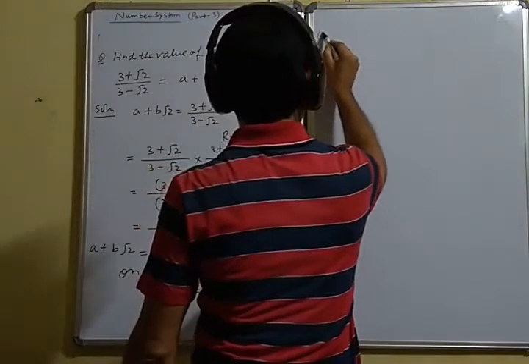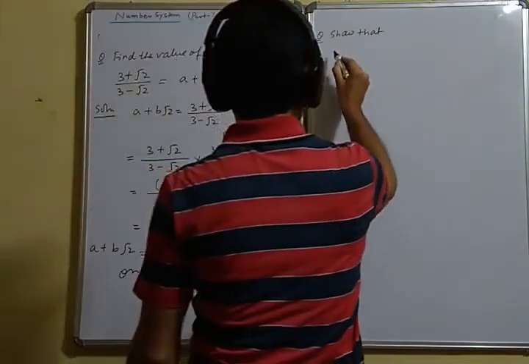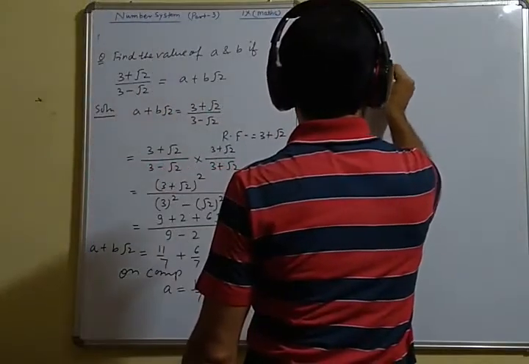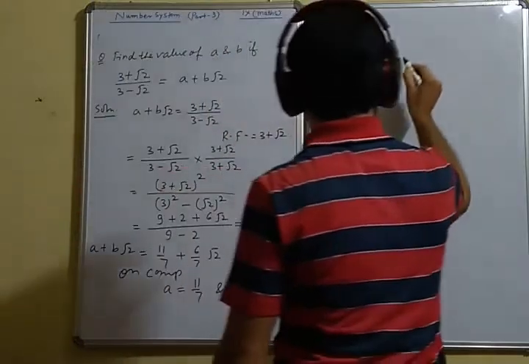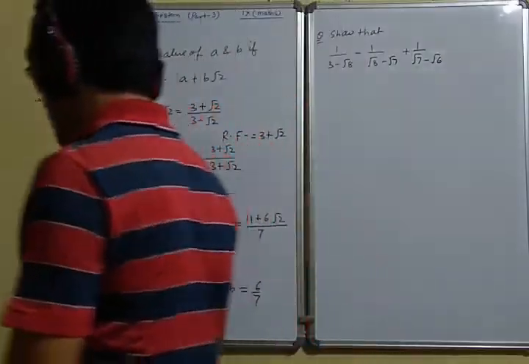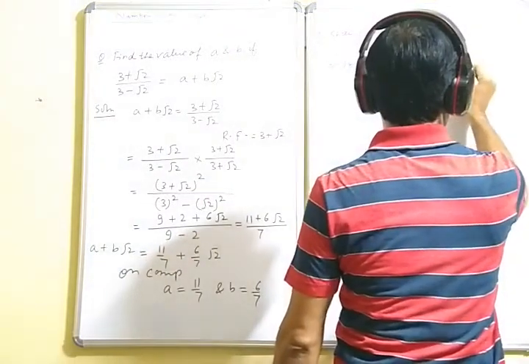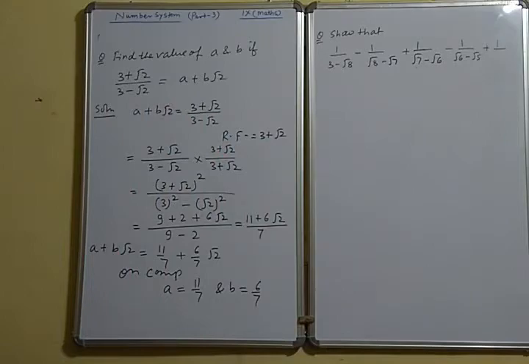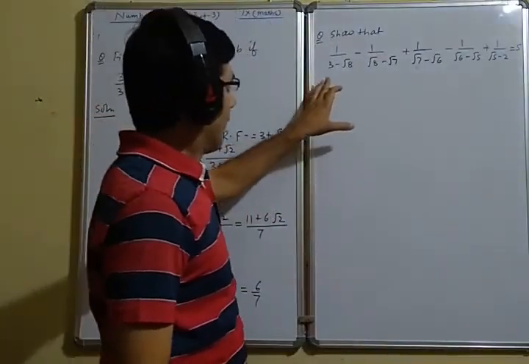So that 1 upon 3 minus root 8 minus 1 upon root 8 minus root 7 plus 1 upon root 7 minus root 6 minus 1 upon root 6 minus root 5 plus 1 upon root 5 minus 2 is equal to 5. Here we have to prove this is equal to 5.